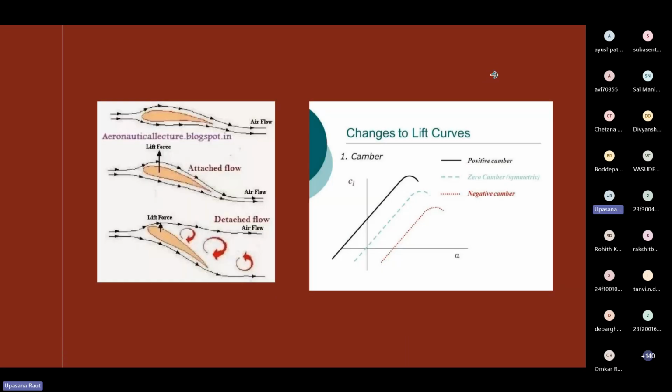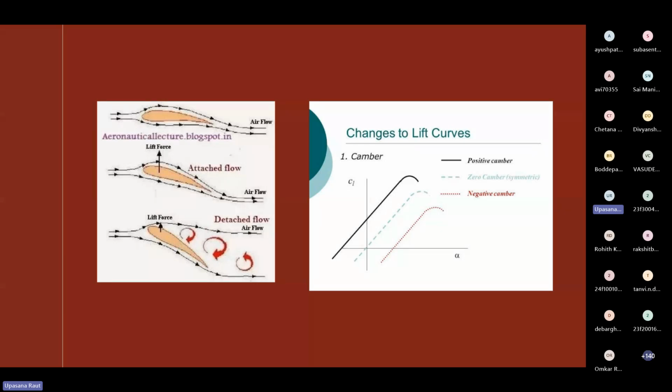So this is all about lift force, which is how it gets affected by the different design of the airfoil. We can use all these factors to make a desired airfoil for our aircraft.